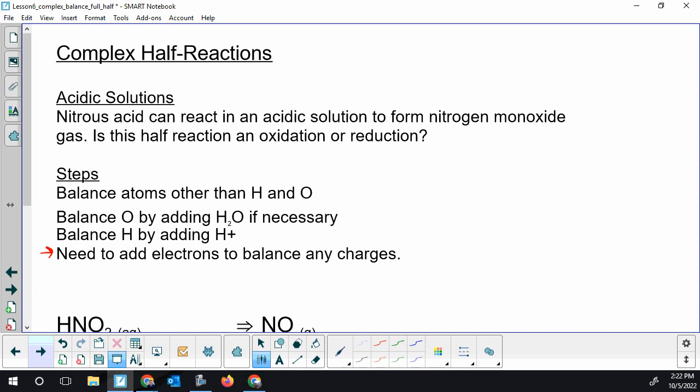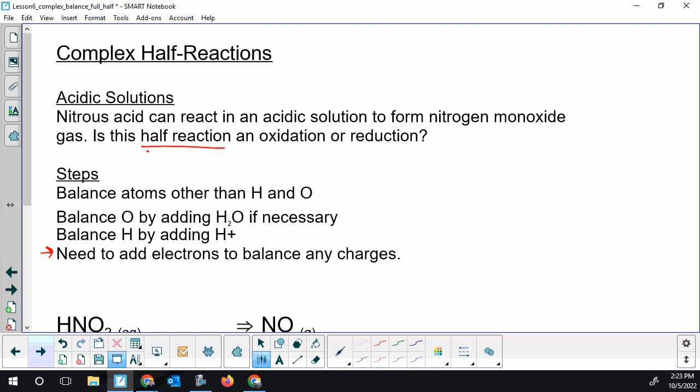So we have nitrous, not nitric, but nitrous acid. It can react in an acidic solution to form nitrogen monoxide gas. Okay, I want to know if this is an oxidation or reduction, so we've got to balance the half, to see where the electrons show up.